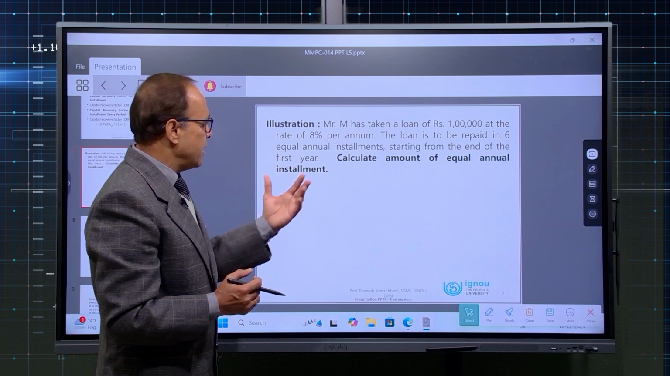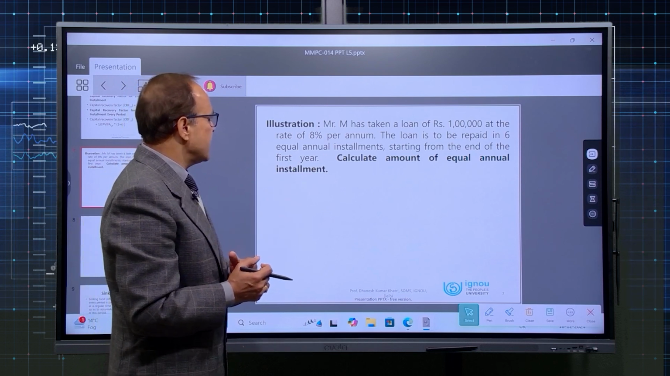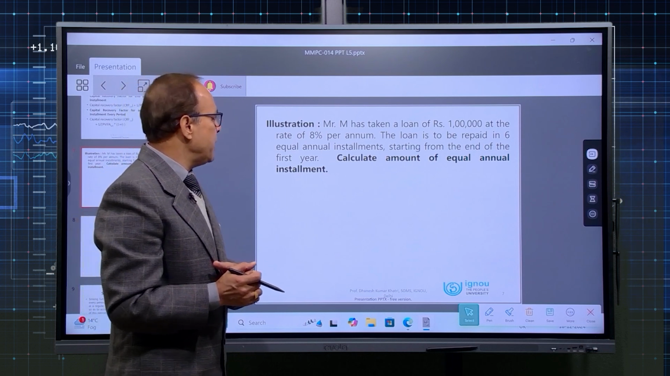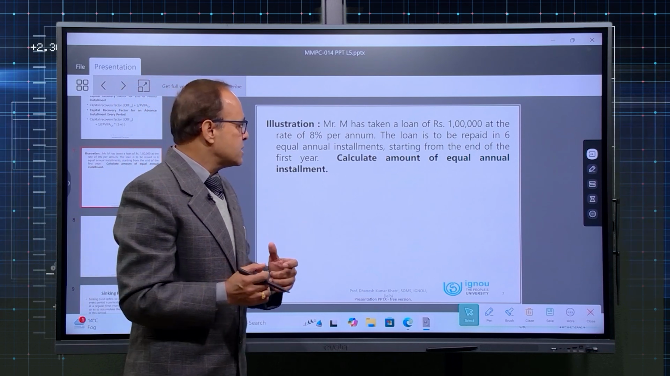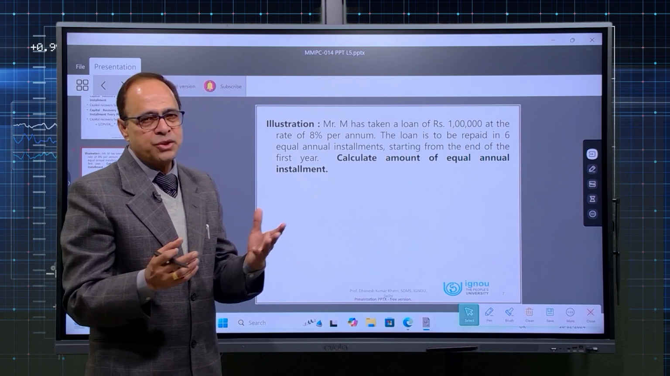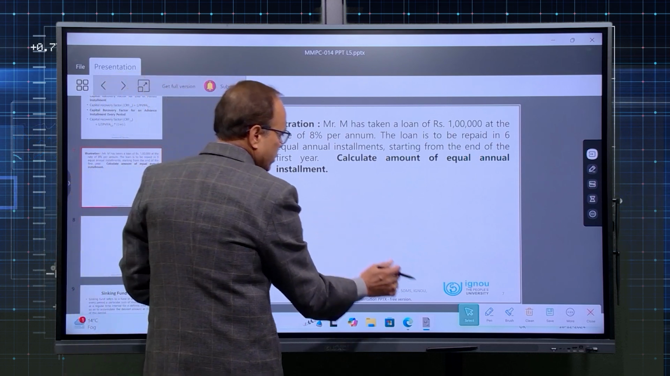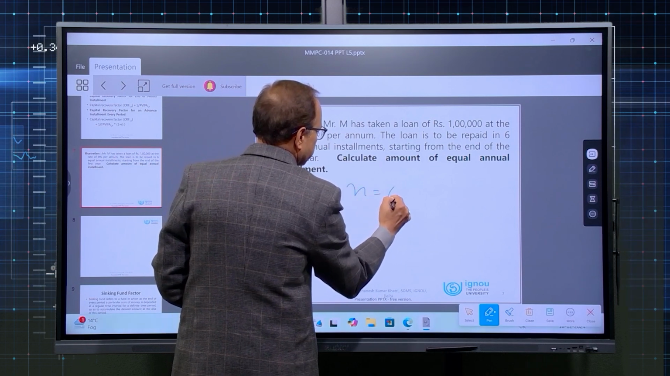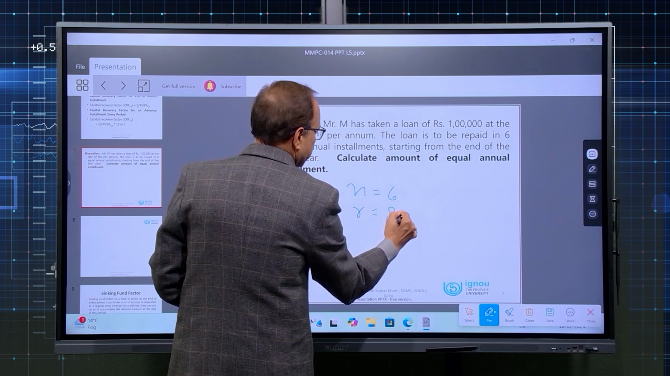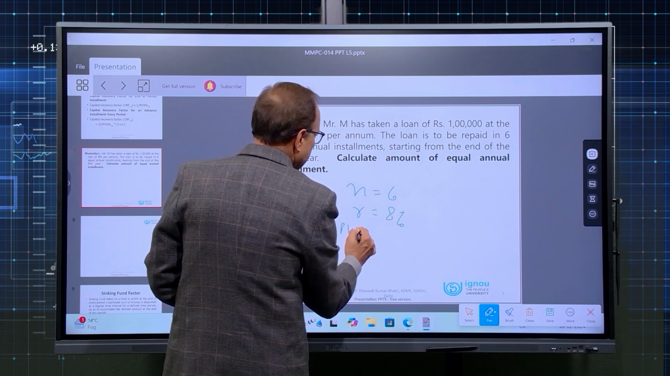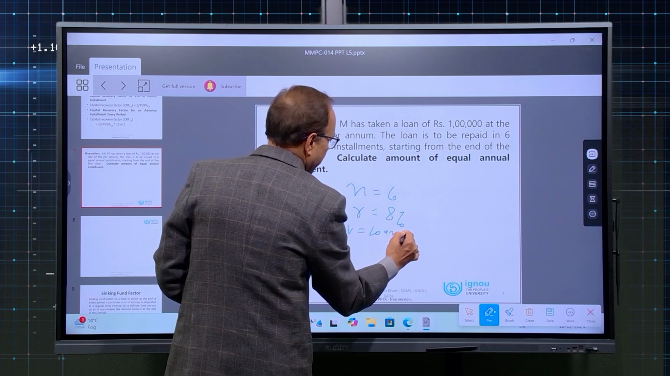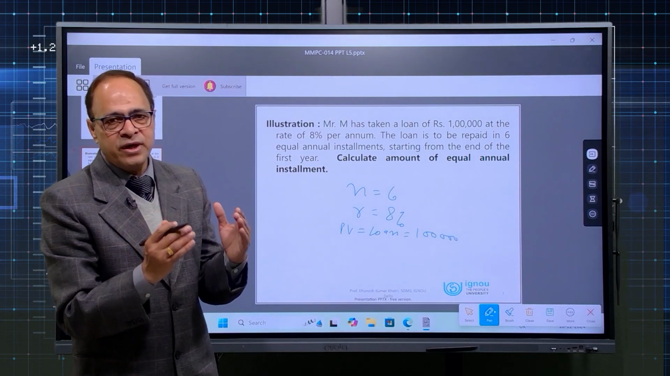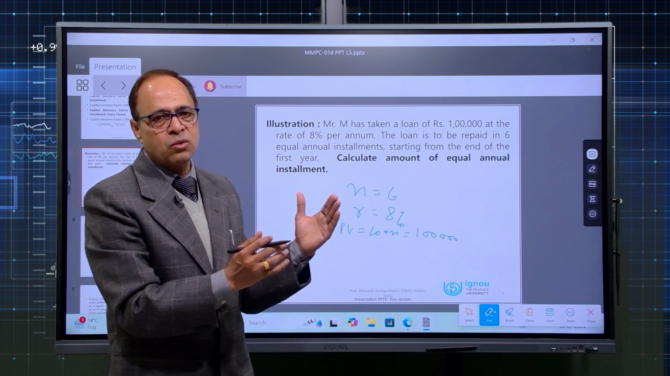Let us read this and understand that. Mr. M has taken a loan of rupees 1 lakh at the rate of 8% per annum. The loan is to be repaid in 6 equal annual installments starting from the end of the first year. So, question is simple. He will be paying in total 6 installments. So, n becomes 6, r is 8%, and loan amount, which becomes like PV of an annuity, is rupees 1 lakh. So, you can very well apply the same fundamental which I did a few minutes ago for calculating the installment.